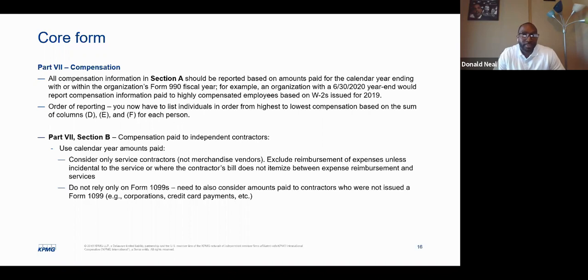So you exclude reimbursement of expenses unless incidental to the service or the contractor's bill does not itemize between expense reimbursement and services. You do not rely on Form 1099s. You need to also consider amounts paid to contractors who are not issued a Form 1099. So there's something to think about there as well.